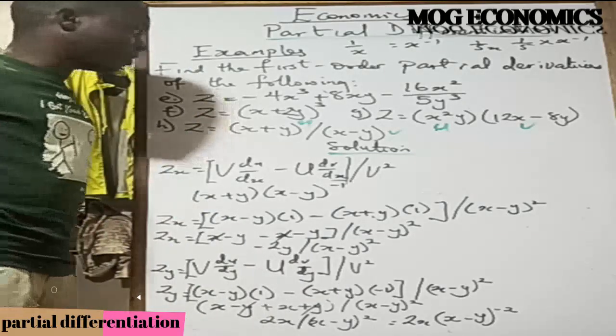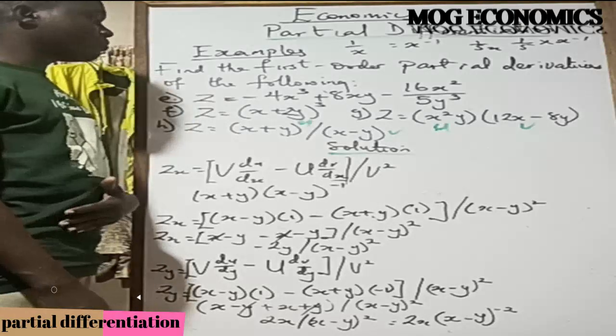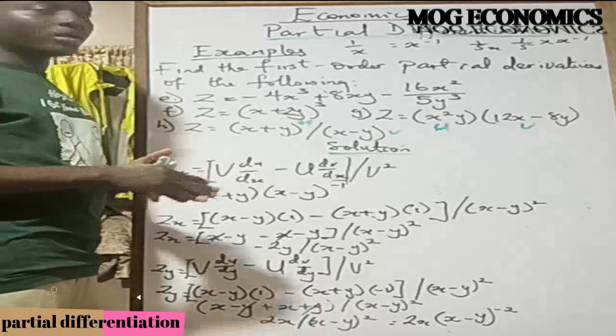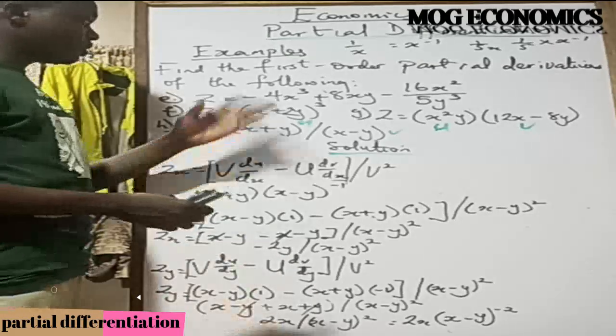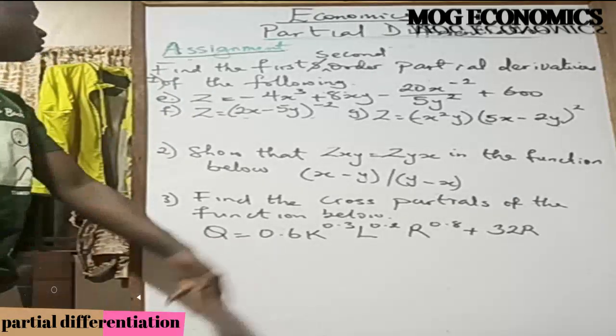So with this, I think we've done a couple of examples, maybe 8 of them or something. So I think you should be able to destroy any question that comes on partial differentiation. Let me just write a couple of assignments. Let's change some variables here. So we have a handful of assignments on the board.